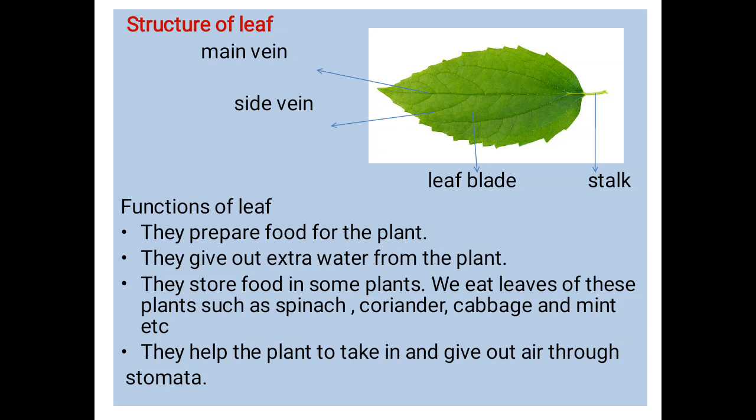Now we'll discuss the leaf. Here you can see the structure of a leaf. So let's first discuss the structure of a leaf. Leaves grow on the stem and its branches. They are of different shapes and sizes. And do you know, children, that they are mostly green in color? And why are they green in color? Due to the presence of a green substance called chlorophyll.